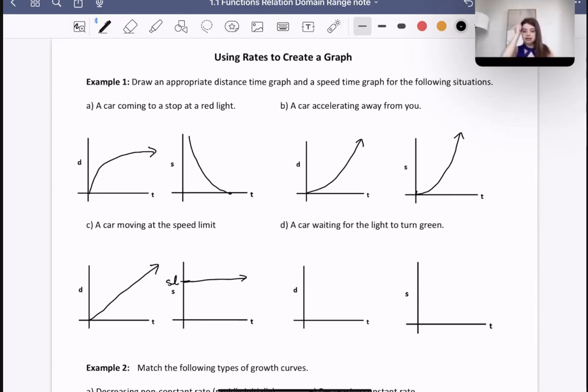And then D says a car waiting for a light to turn green. That means right now the light's red and the car is stopped, so they're not going any distance. Let's say they started here. Time is passing and the distance is constant. As for the speed, their speed is nothing. So it's not just a constant speed, as we saw in letter C, but their speed is actually zero. So it would be this line here where time is passing but they're not going at all until the light turns green. D doesn't say that; it's just the point in time when the car is waiting for the light to turn green before it actually does. Good.